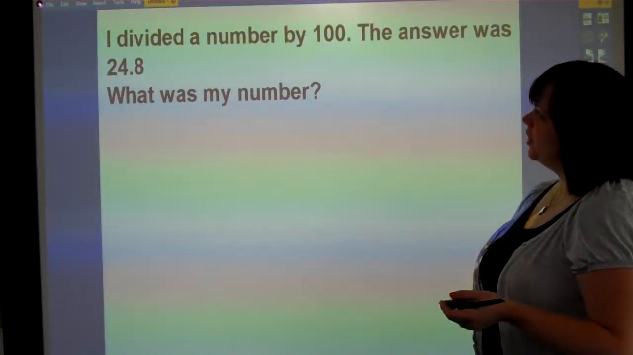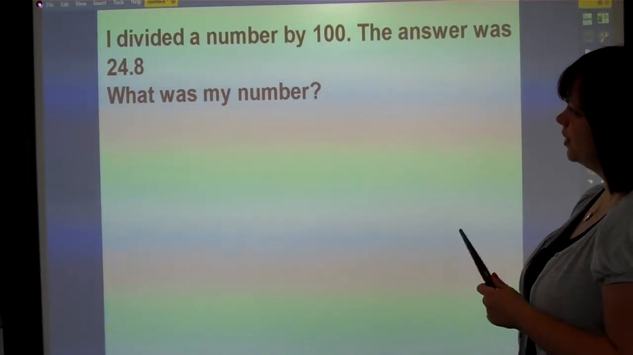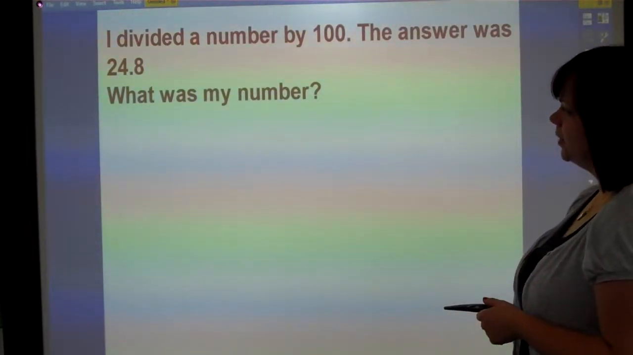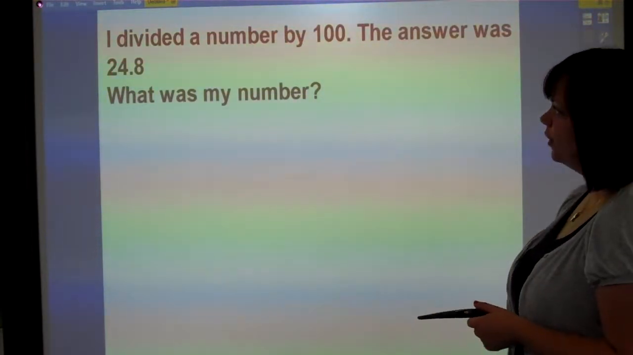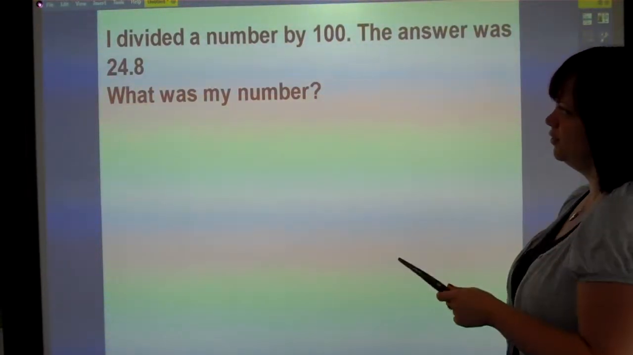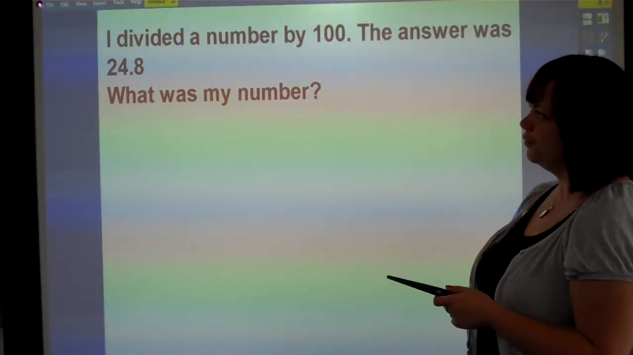The question is, I divided a number by 100. The answer was 24.8. What was my number? Now, because we're doing level 5 here, as with most level 5 questions, it's assuming that you know some maths knowledge and it's asking you for a couple of different bits of maths.